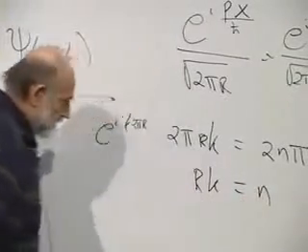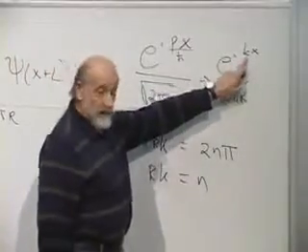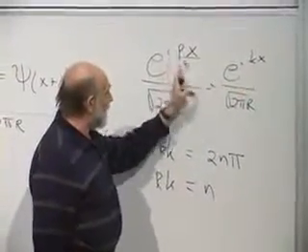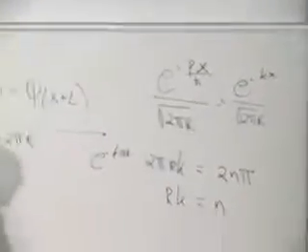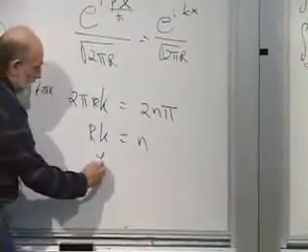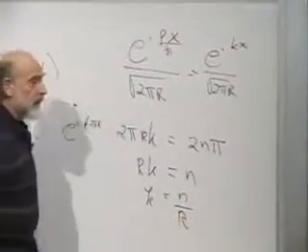an integer. Or that the eigenvalue k, this is the eigenvalue of the momentum, or strictly speaking, the eigenvalue of the momentum times a, divided by h bar. The quantity k is quantized in units of n over r.